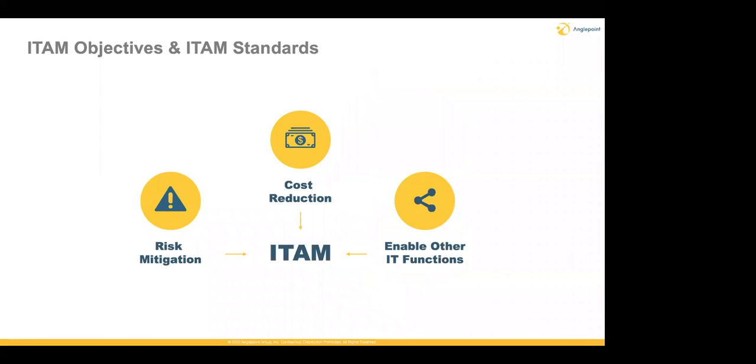At the end of the day, ITAM has three objectives, or rather groups of objectives: reduce costs, mitigate risk, and enable other IT functions, which, by the way, in turn, then would typically reduce costs or mitigate risks. If you think about it, any objective of ITAM falls under one of these three buckets. The ITAM standard benefit of interoperability is, as you can imagine, more relevant to the third objective here of enabling other IT functions, as we'll discuss next.